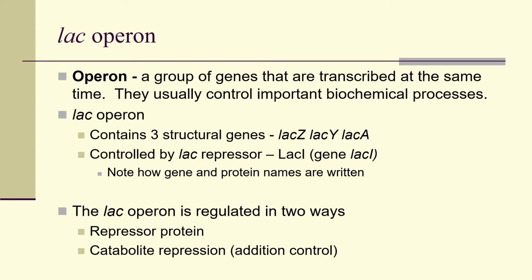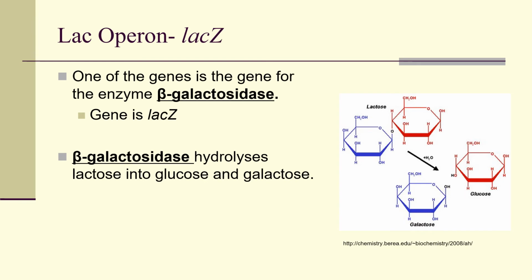The lac operon has two levels of regulation. In addition to the repressor protein regulation, there is also catabolite repression. In this lecture, I will briefly explain each of these regulations. In the lac operon, the lacZ gene expresses the enzyme beta-galactosidase. Beta-galactosidase enzyme hydrolyzes lactose into glucose and galactose.